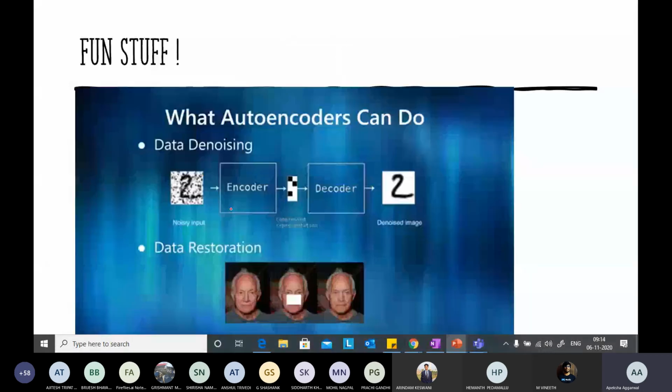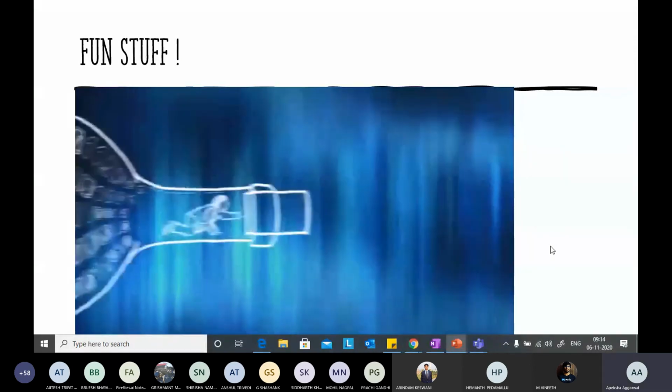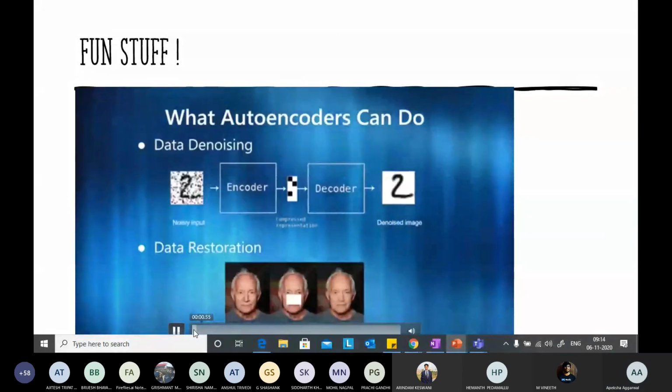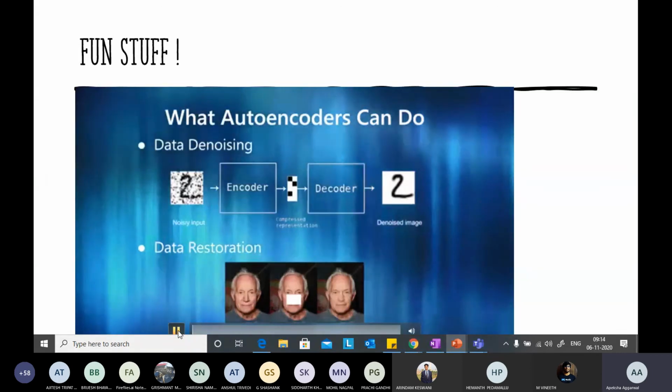So I have downloaded this video from YouTube. See over here, this is data denoising. After denoising, using the representation, the image that is generated is without noise. Second thing is data restoration. So this missing nose in the image is regenerated using autoencoder. So let's watch the video from the starting.